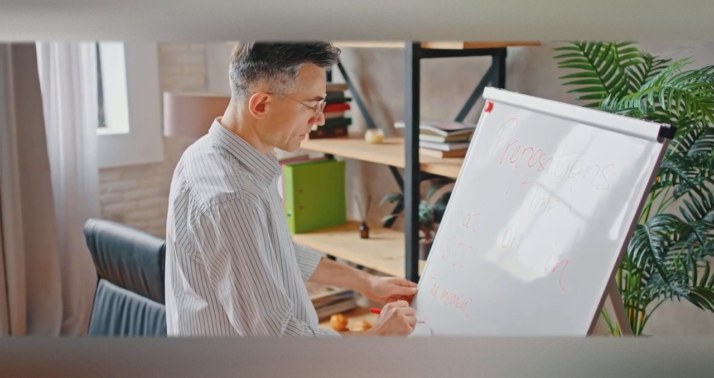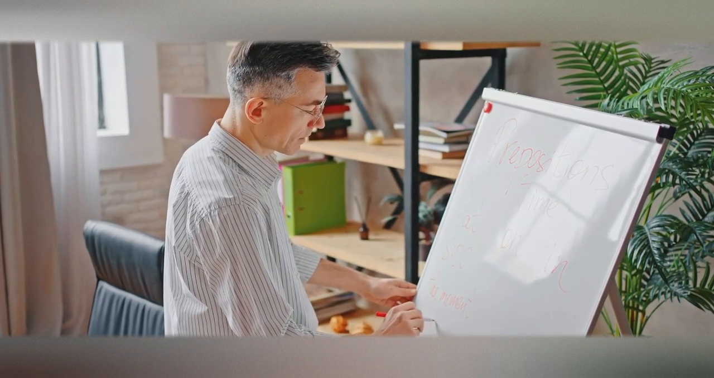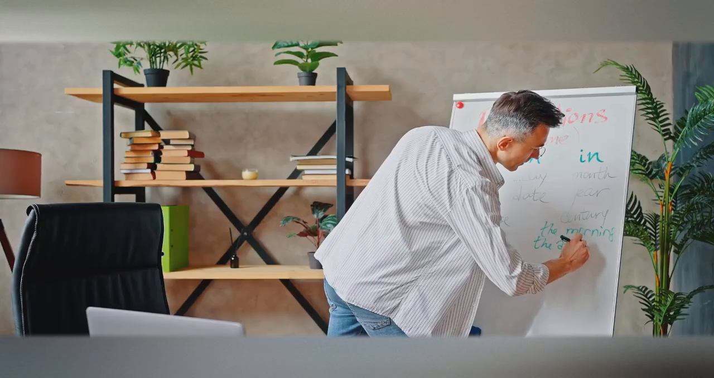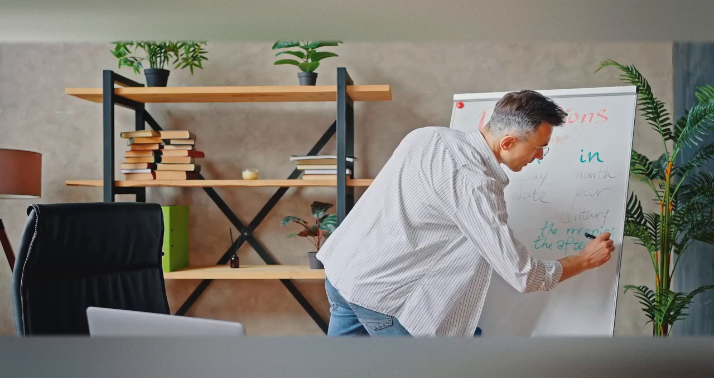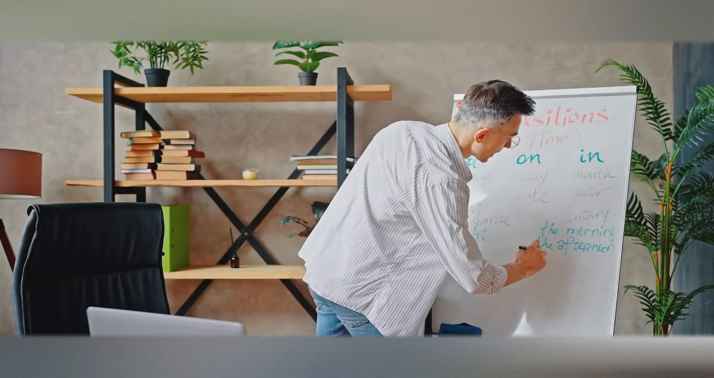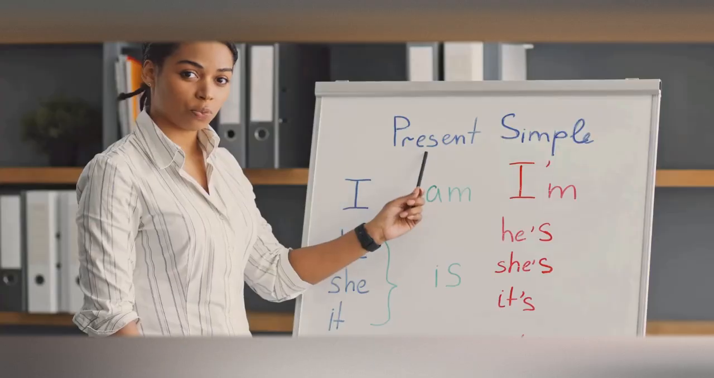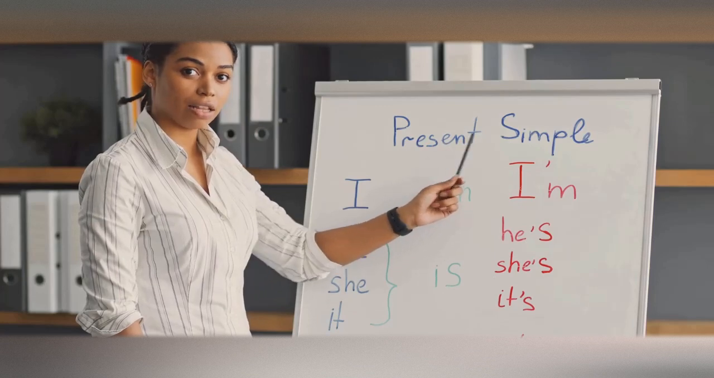Punctuation plays a crucial role in identifying non-restrictive clauses. They're always set off by commas, both at the beginning and the end of the clause. This visual cue helps readers understand that the information within those commas is additional and not necessary for the sentence's meaning. Now, let's talk about relative pronouns.